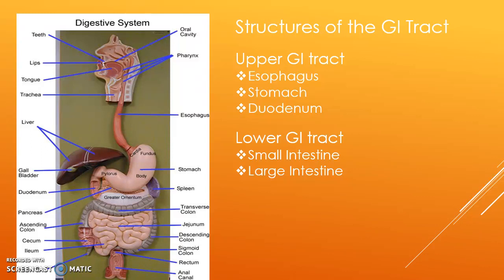The GI tract is split into two segments, the upper and lower tract. The upper tract is the esophagus to the duodenum, and the lower tract includes the small and large intestines. The picture shown includes the whole digestive system. However, we will not talk about all the organs in this system, but just the portion of the GI tract.